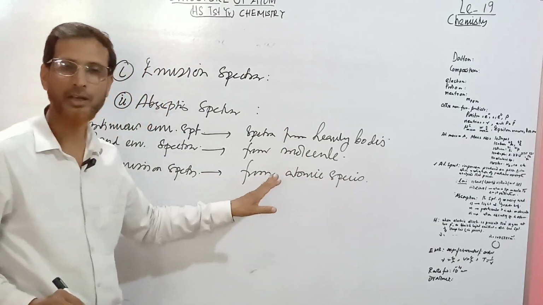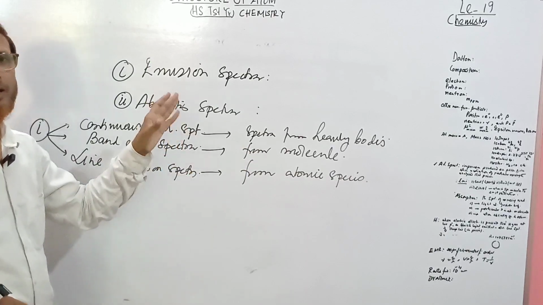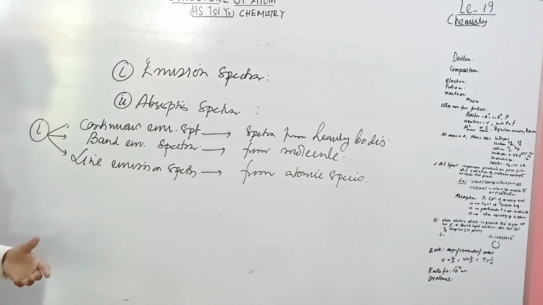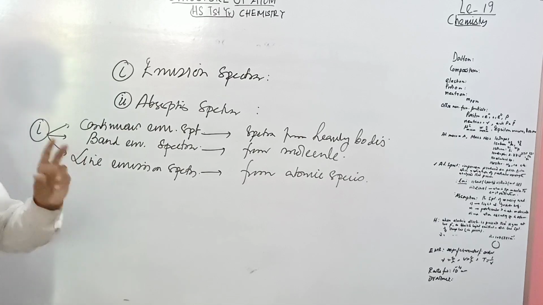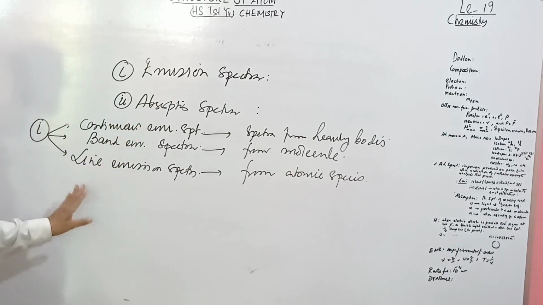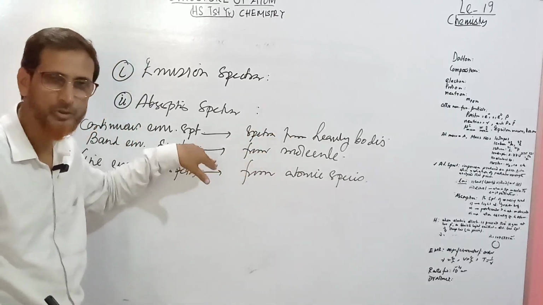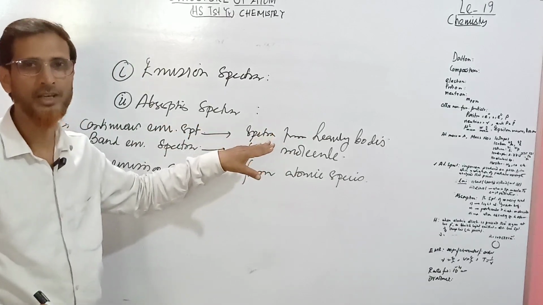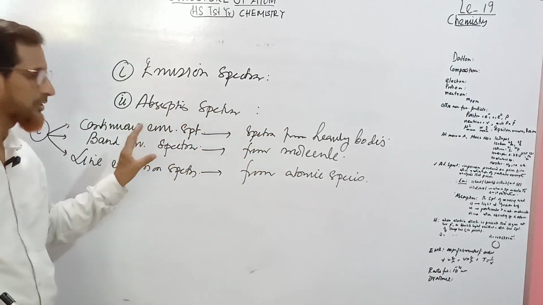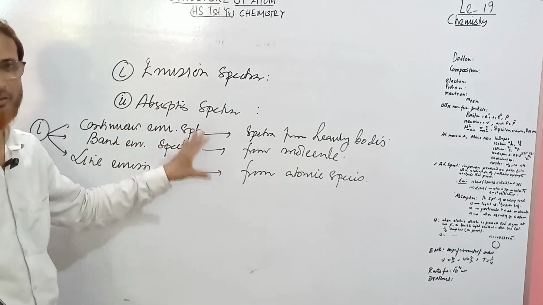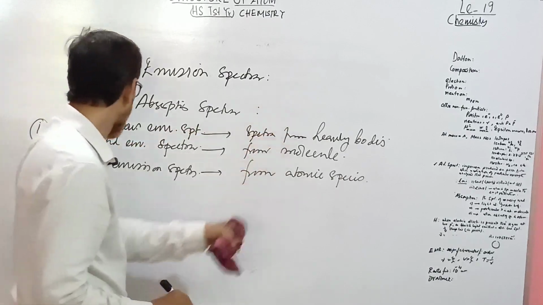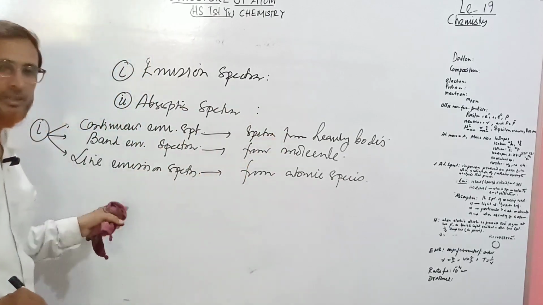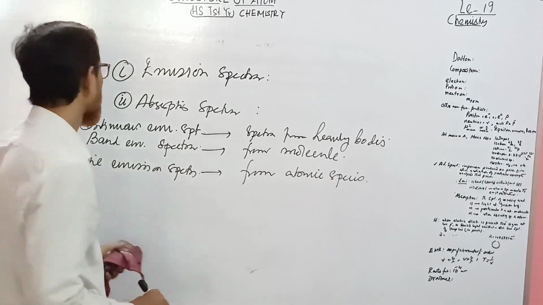In an IIT exam, a question was asked that for a neon bulb in a street light, the spectra obtained is of which type. The answer: neon is an atom, so it will give you line emission spectra. These are very simple things, you should read them out, because questions very often come from this part. So follow the example: continuous from heavenly bodies, band from any molecule, and line spectra from any atomic species.